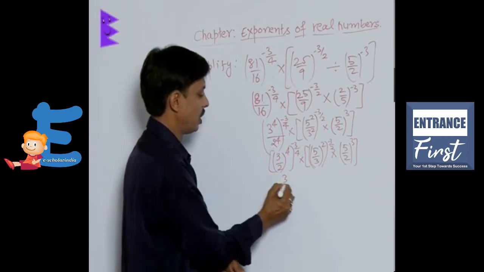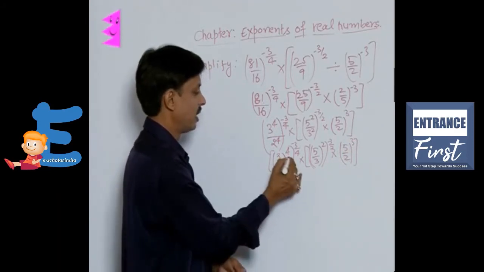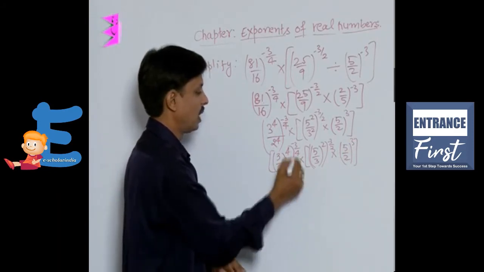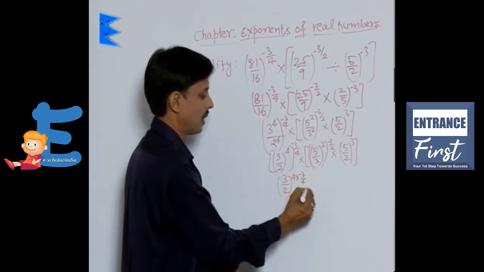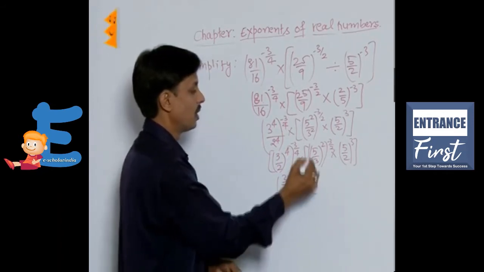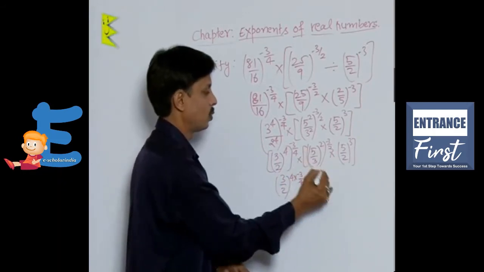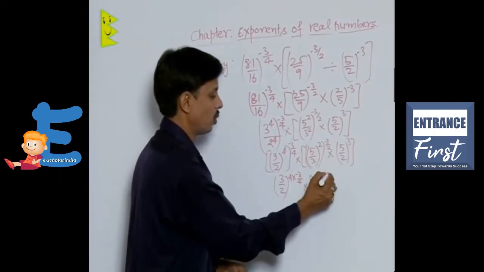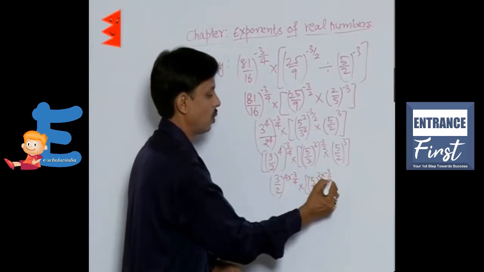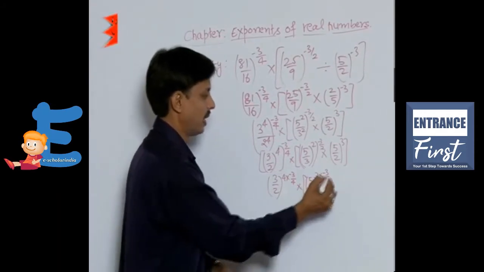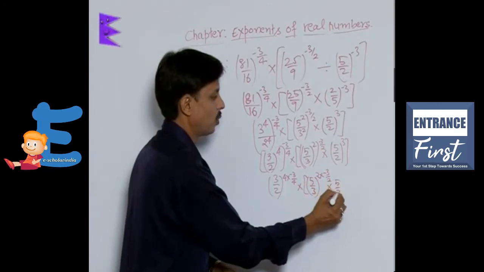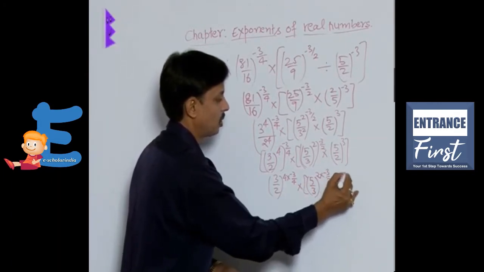Now I can say 3 by 2 raised to the power 4 multiplied by minus 3 by 4, into, this becomes 5 by 3 and that's to the power what? 2 into minus 3 by 2, multiplied by what? 5 by 2 whole raised to the power 3.